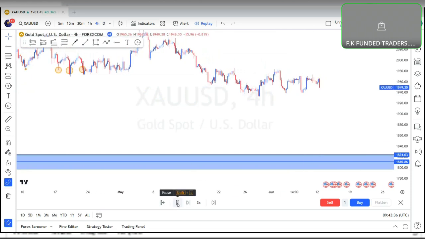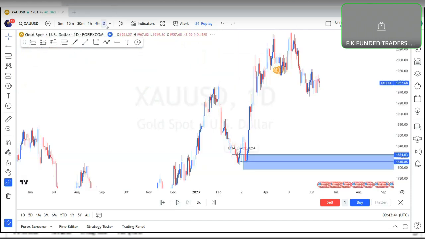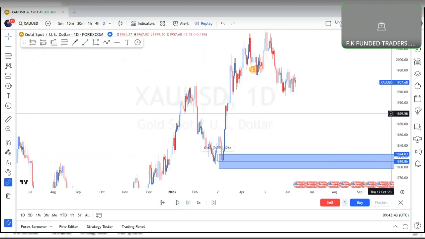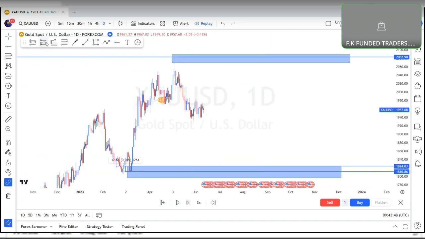So now the market has started ranging, then I go back to my daily, to the higher time frame. Then after moving back to the higher time frame, remember here now what I'm waiting for, what we are waiting for, because we're not doing studying.